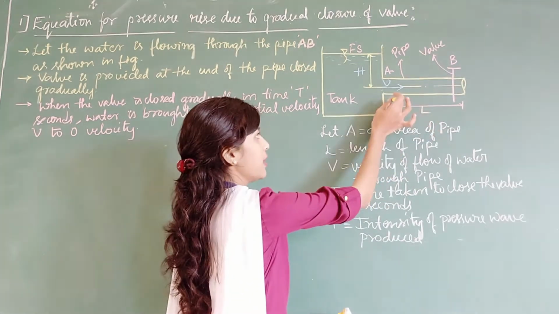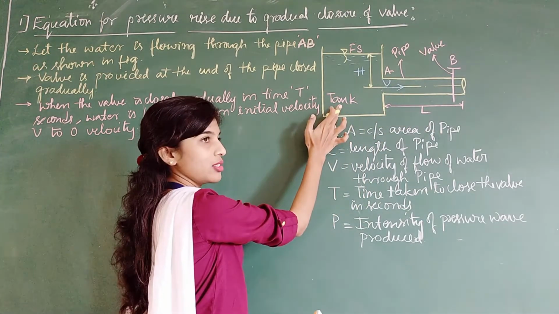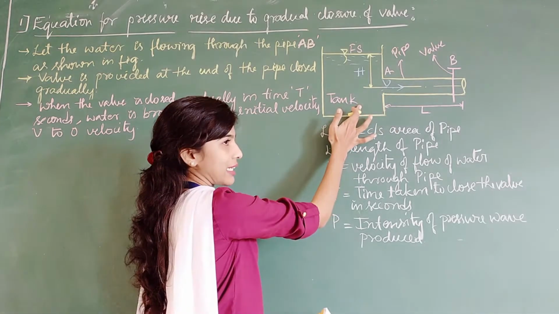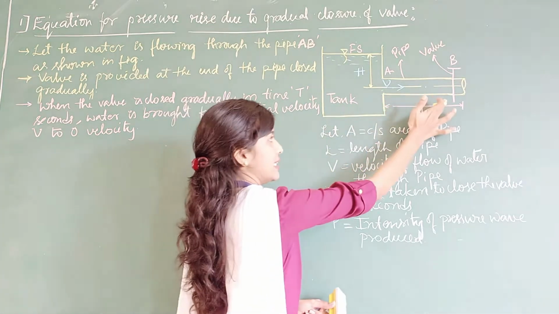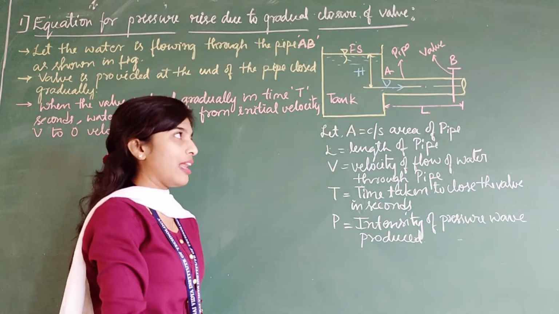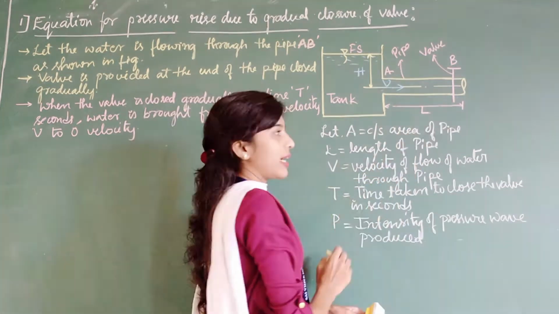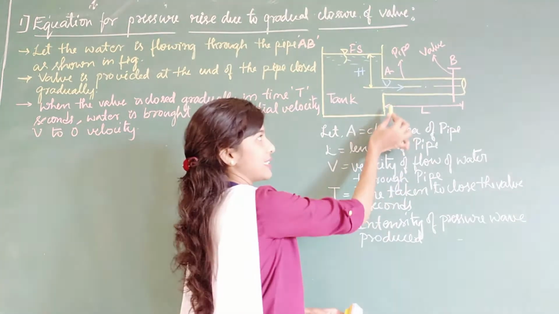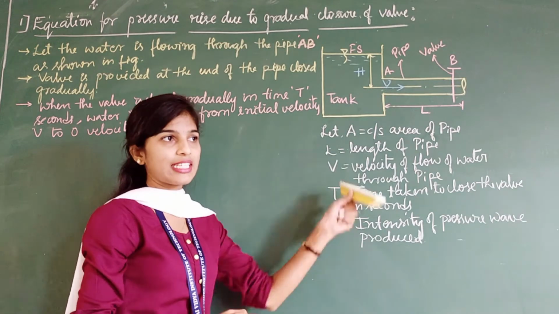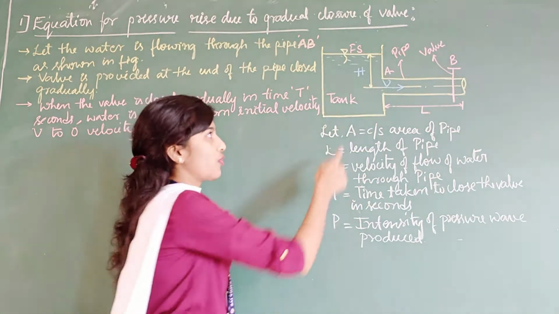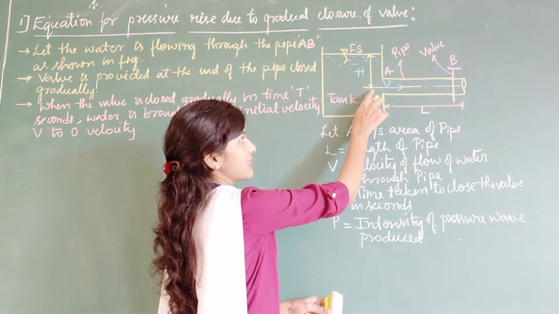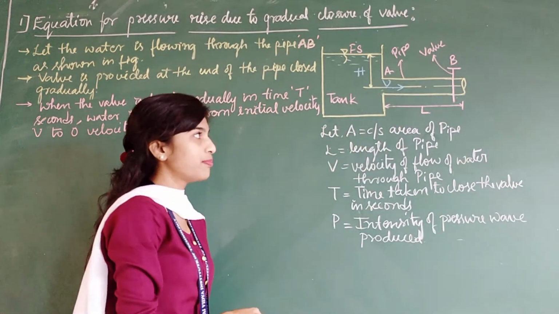And this pipe is connected to a tank. So this is a tank. One end of the pipe is connected to a tank, and at the other end we have provided a valve. Here at end B you can see a valve has been provided, and A has been connected to a water tank, where H is the head of water within the tank from the center of the pipe.